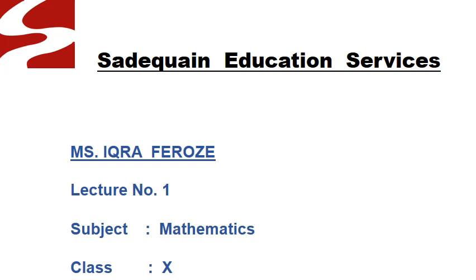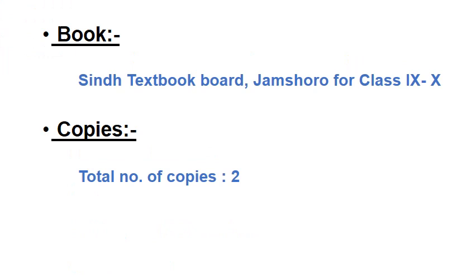Before moving towards our lecture, let's first discuss the book and copies. The book which we are going to study is the Sindh textbook. So all of you have two copies. An interleaf copy will be used for geometry, while the other one will be used for arithmetic and algebra both. First, you have to write your name, class, section and subject with a permanent marker properly.